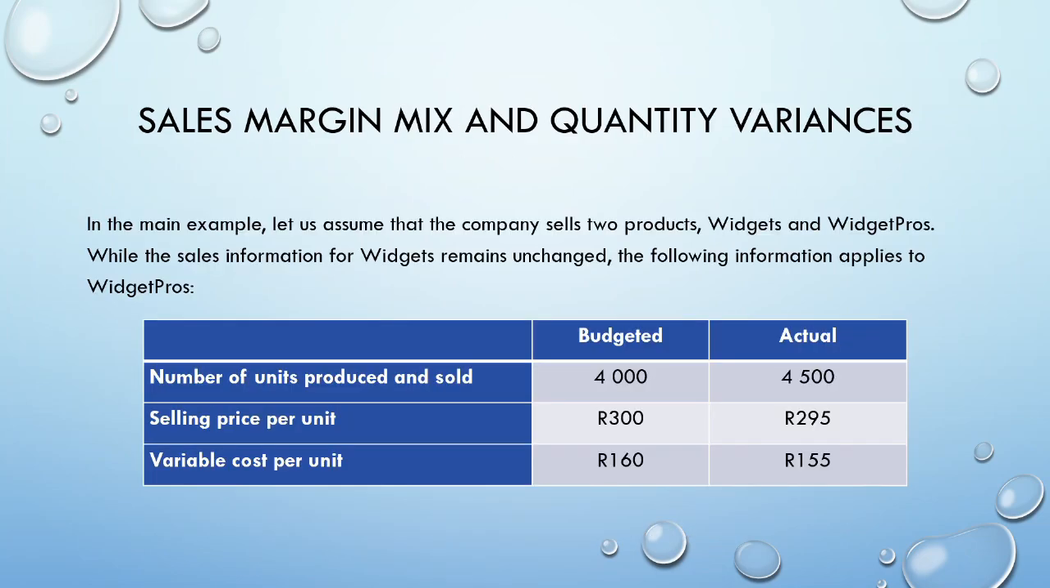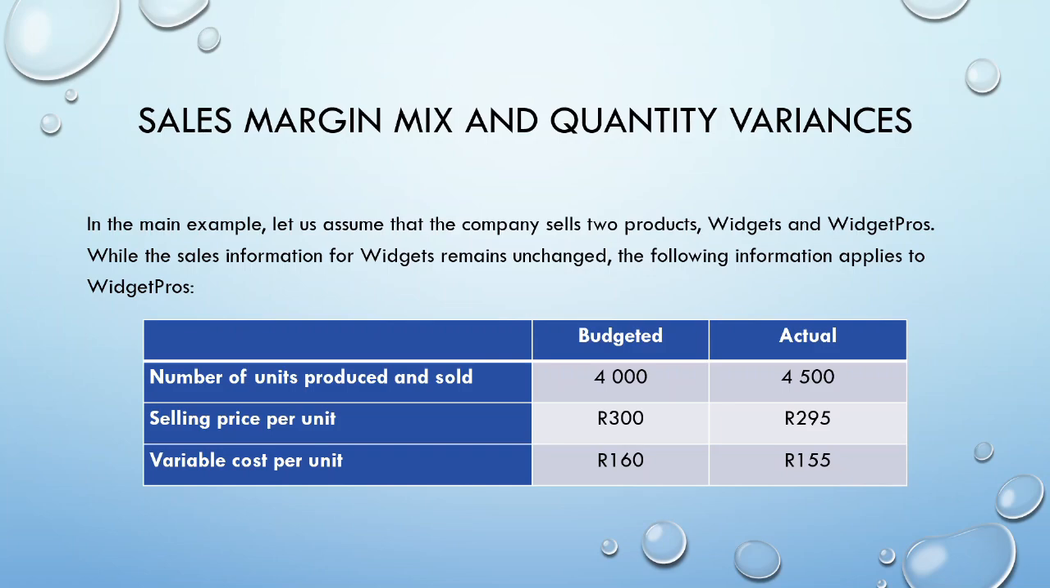Now the last two variances we need to look at, which we have avoided so far, are the sales margin mix and quantity variances. The basic concept behind these variances is very similar to our materials mix and yield variances, which we saw in the third video in the series. One key difference is that for the materials mix and yield, the materials must be interchangeable. For the sales mix and quantity, this is not the case. As long as we have more than one product, we can calculate these variances.